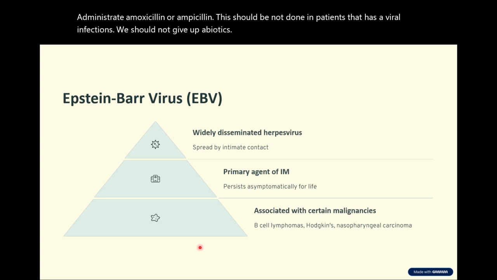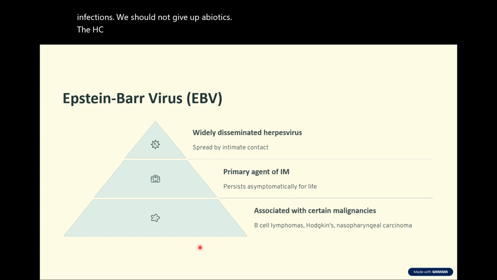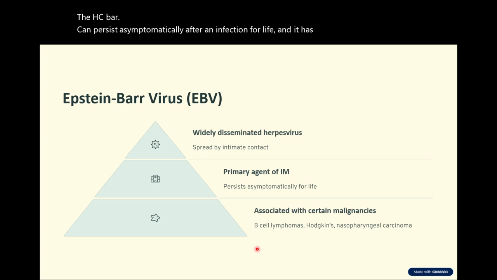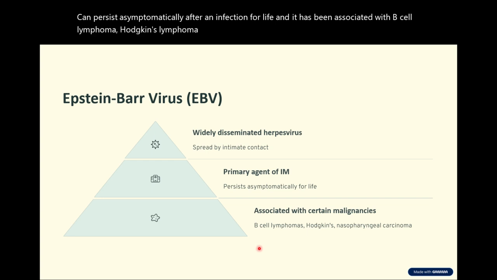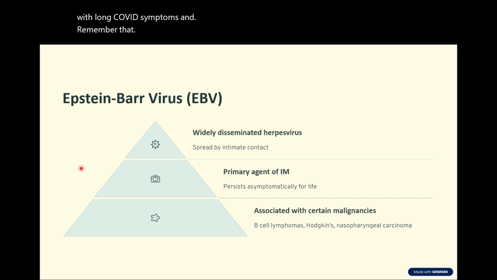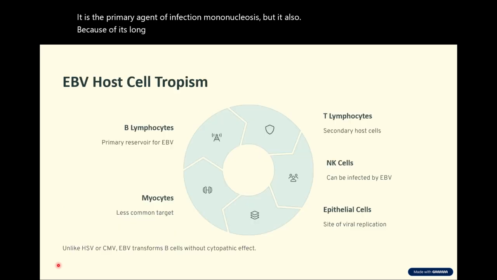The Epstein-Barr virus can persist asymptomatically after an infection for life, and it has been associated with B-cell lymphomas, Hodgkin's lymphoma, and nasopharyngeal carcinoma. Also, it has been related with long COVID symptoms. And remember that it is the primary agent of infectious mononucleosis, but because of its long persistence, it can develop in other disorders.